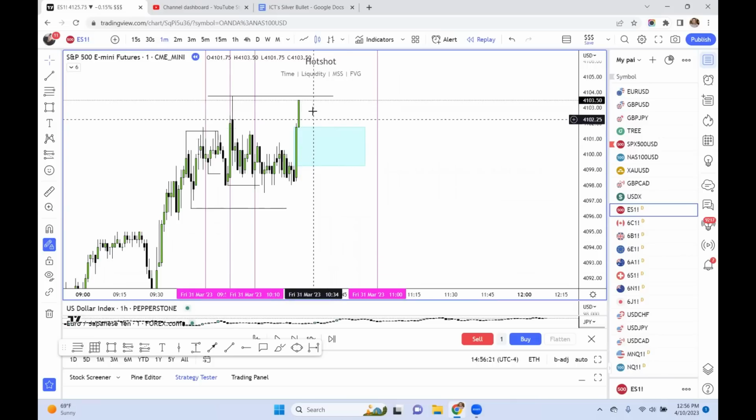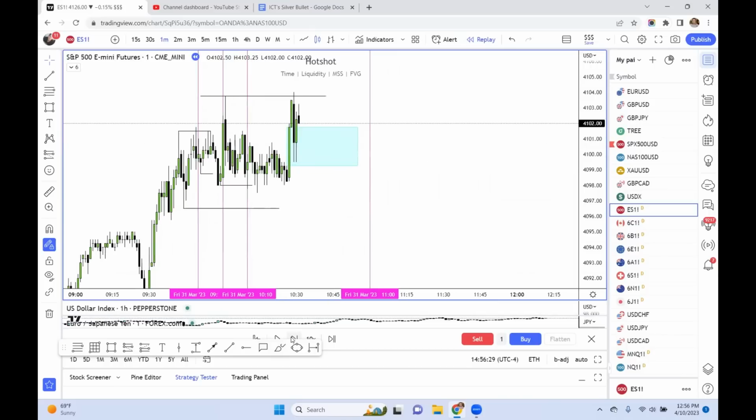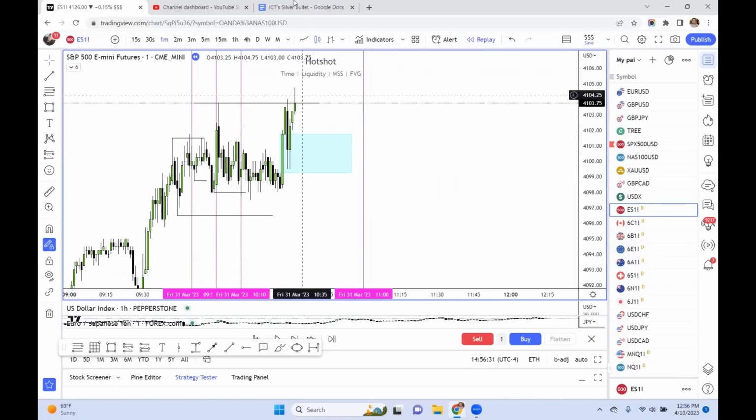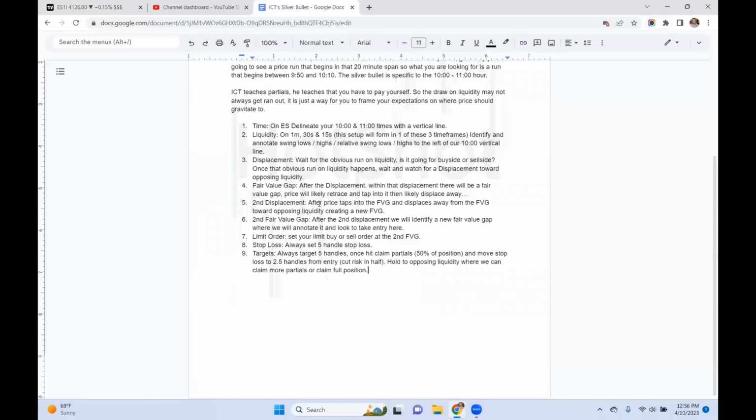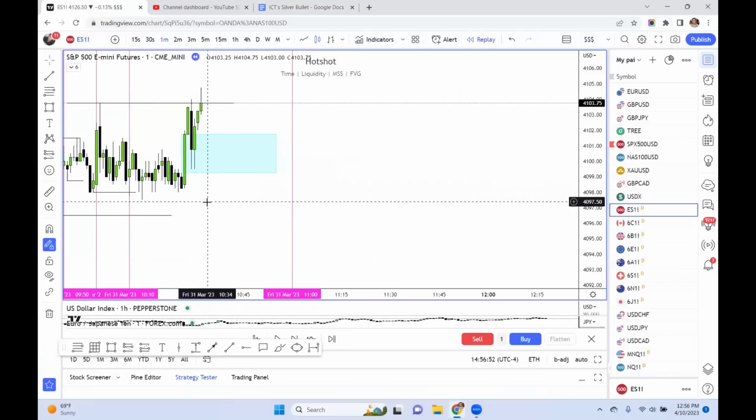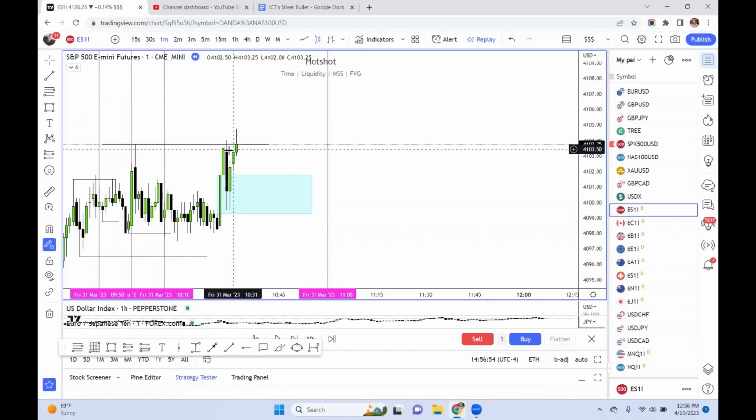So now that we have this fair value gap, price will likely tap it, take off, okay? Tapped into it, takes off. Now, once it takes off, second displacement. After price taps into the fair value gap and displaces away from the fair value gap toward opposing liquidity, creating a new fair value gap, is where the second fair value gap comes into play. After the second displacement, we will identify a new fair value gap where we will annotate it and look to take entry here. So if you notice, here's the displacing away, targeting opposing liquidity. Here's another fair value gap.